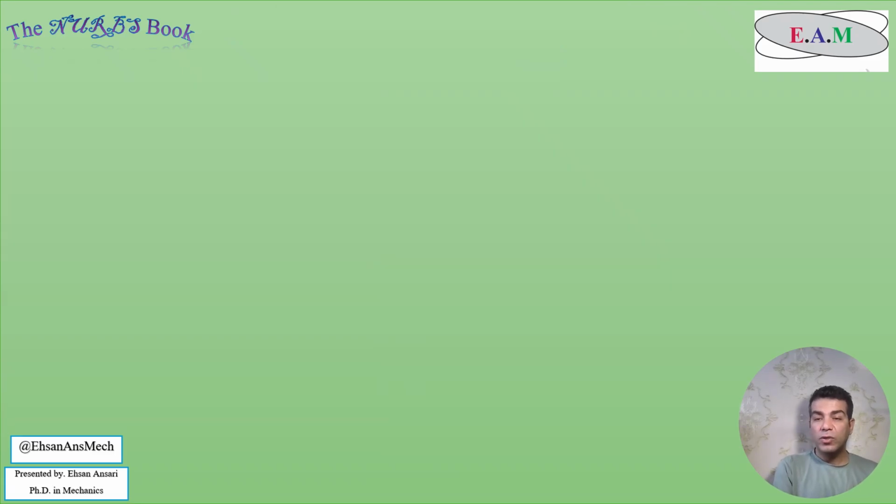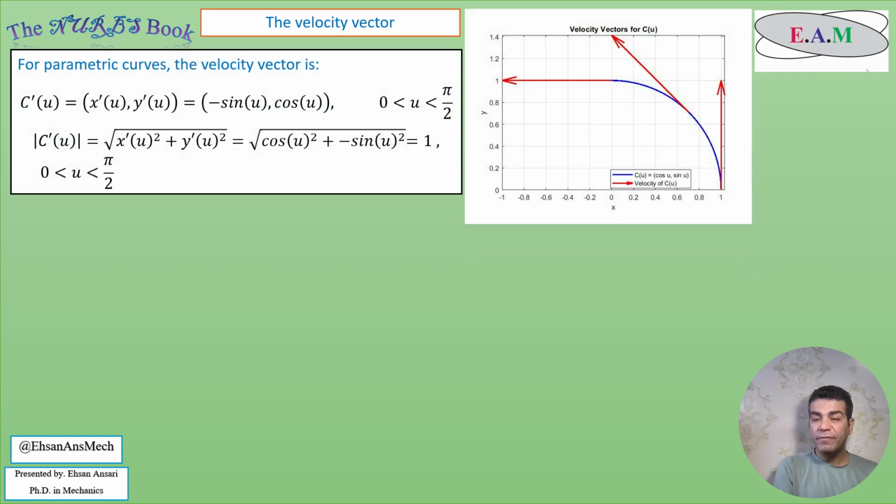Now let's talk about velocity along a parametric curve. For a parametric curve, the velocity is simply the derivative of the position vector with respect to the parameter. Let us start with the unit circle using the standard parameterization. C'(u), the magnitude of the velocity vector, is 1. Since the magnitude is always 1, the speed is constant. This is known as uniform parameterization, where the motion along the curve happens at a steady rate.